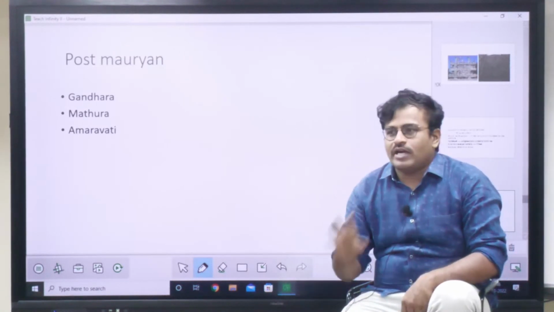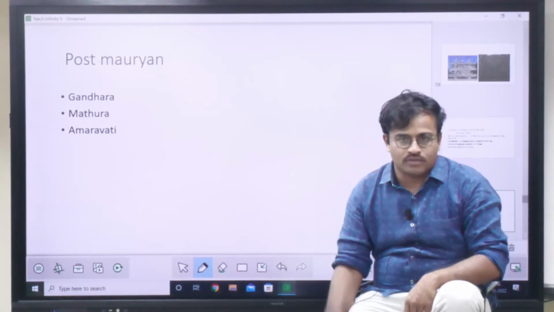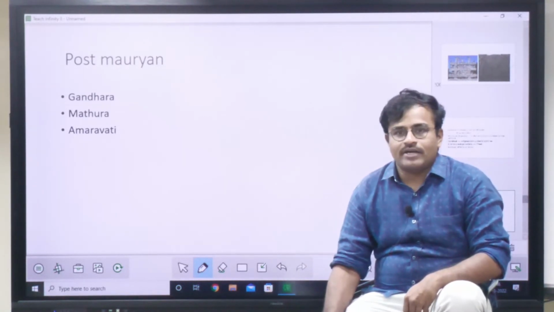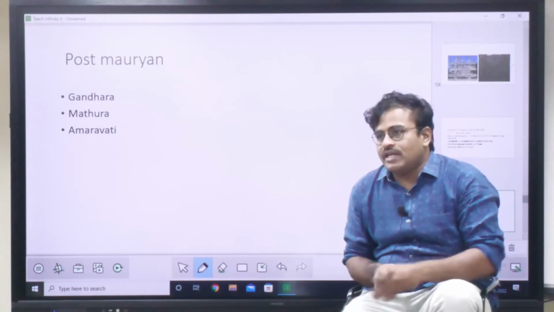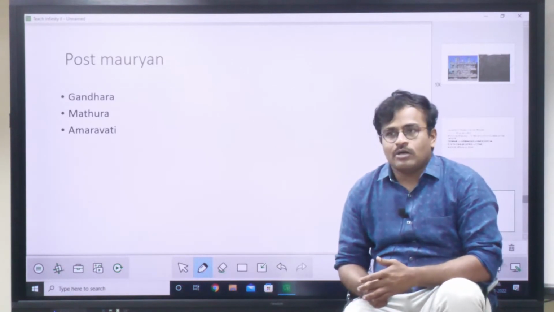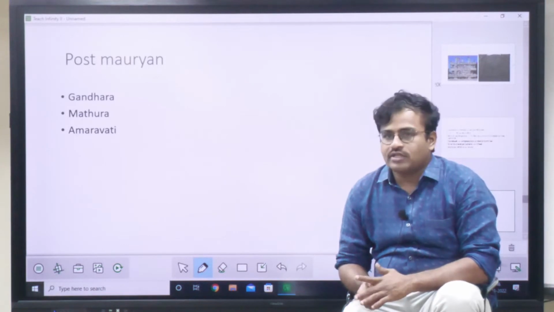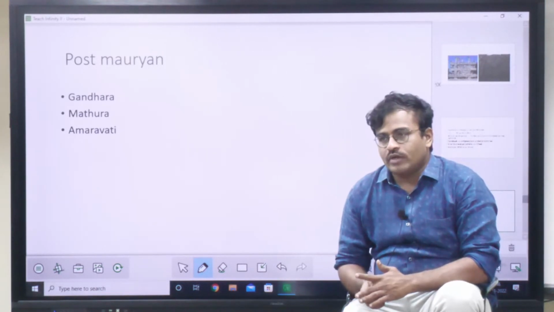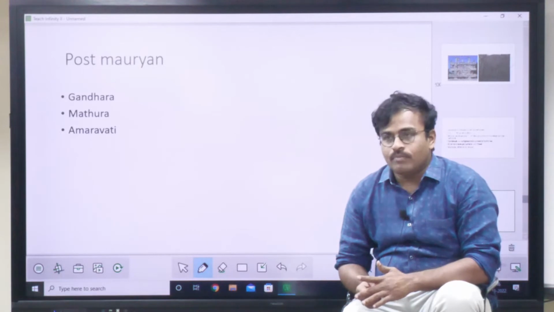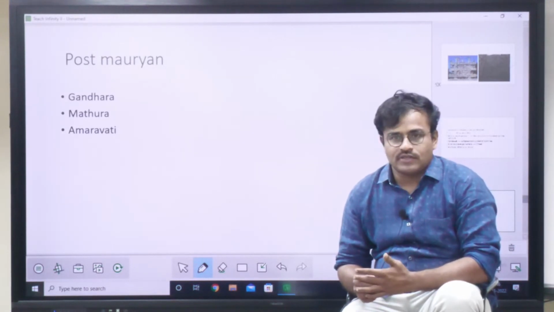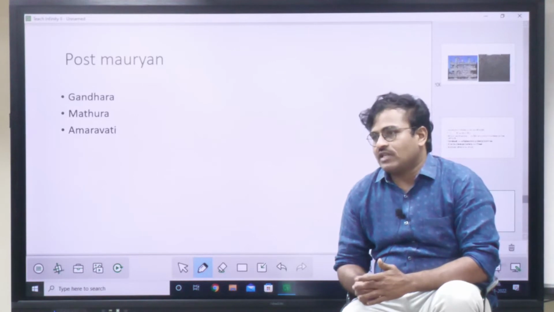On Mathura I don't expect a mains question, but there is a high possibility of a prelims question there. So we'll discuss what is the idea behind these art forms, what kind of images they depicted, and what kind of style they followed. Each school had its own specific style. They had their own ideas of what an ideal image should look like. So these things we are going to discuss. First and foremost, we'll start with the Gandhara school.